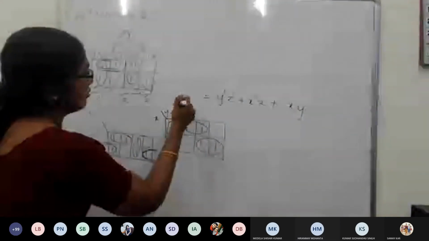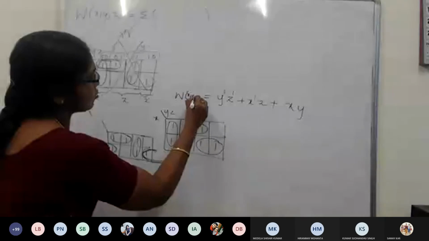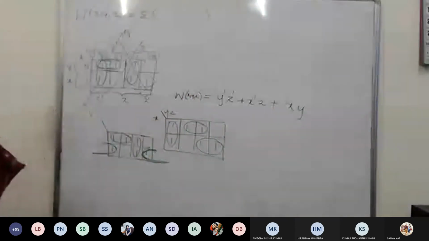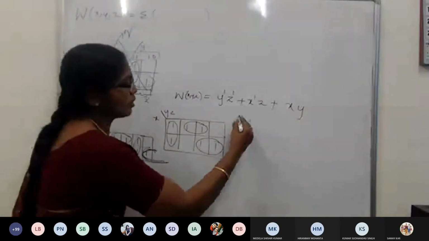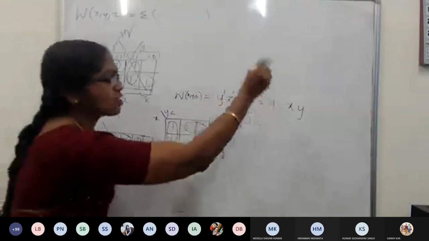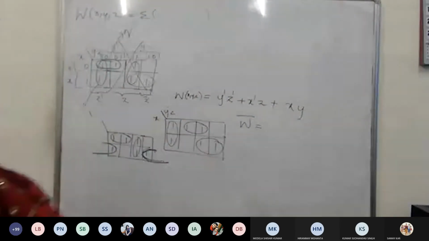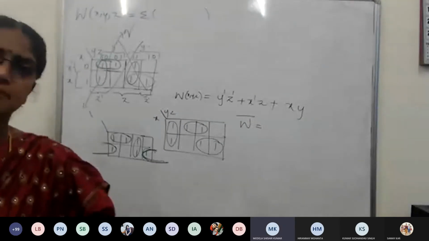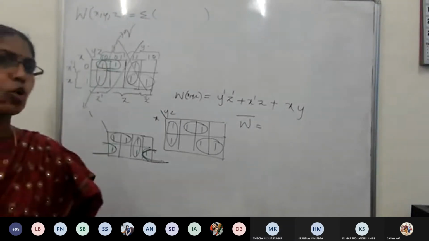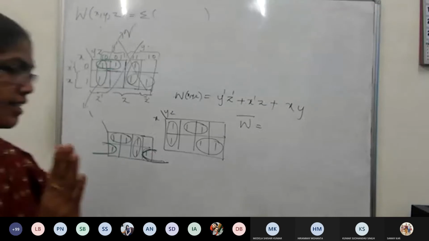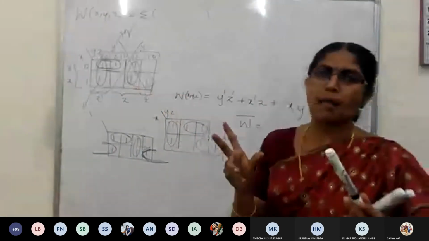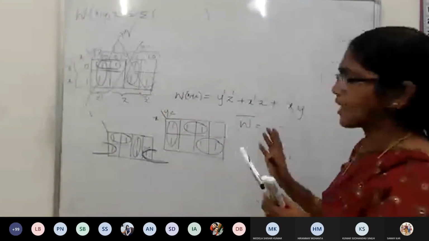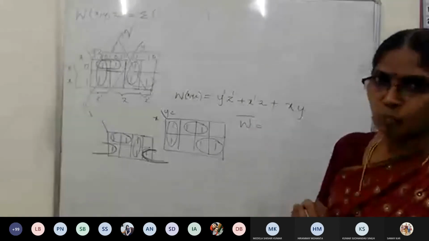Once my function is ready, which is w, the function having x, y, z as the variables, now if I want to find out w bar, that means the complement of this function, using the same map, can I do it? Using the same map, can I do the complement of this function? Yes, ma'am. Now you might have your own shortcuts. Utilizing the same map to find the complement, what exactly are the variations we have to make? That is more important.